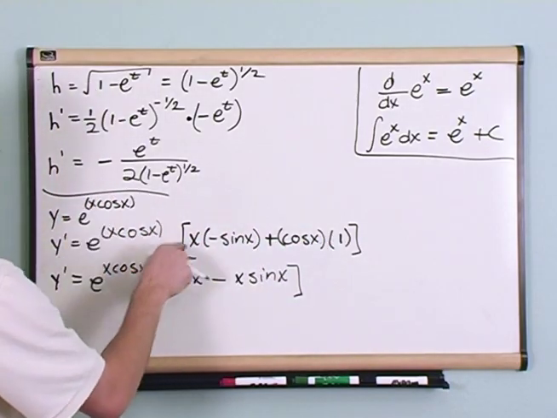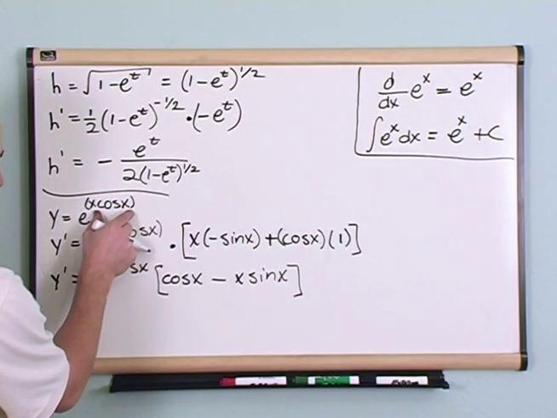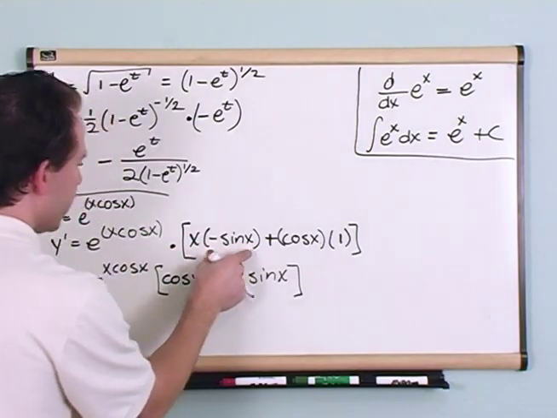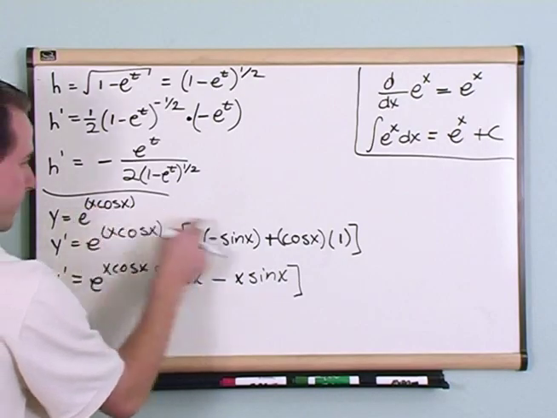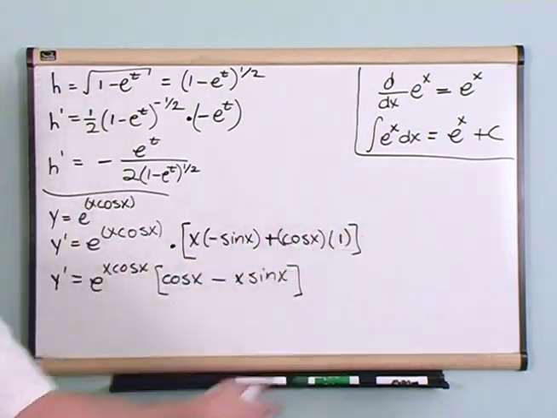So it was the first term times the derivative of the second term. Derivative of cosine is negative sine, plus the second term times the derivative of the first term. And then you just simplified that.